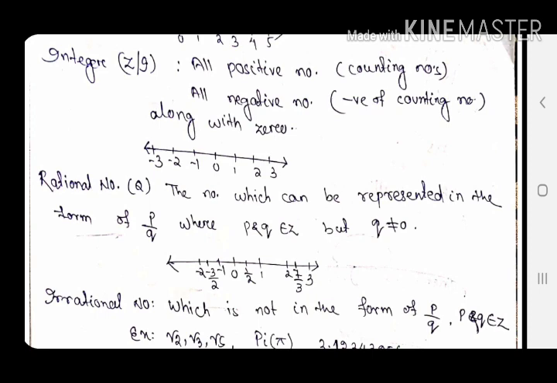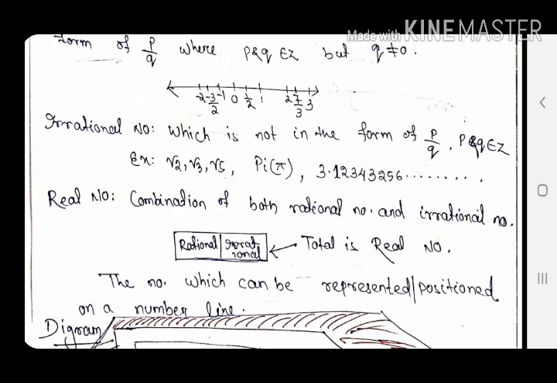The next, very new concept we will discuss is irrational number. We will define it, but before that, just try to understand irrational number in terms of rational number. What is a rational number? The number which can be represented in the form of p by q. So what is an irrational number? It is exactly the opposite, the complement, of rational number. The number which can't be represented in the form of p by q is an irrational number.